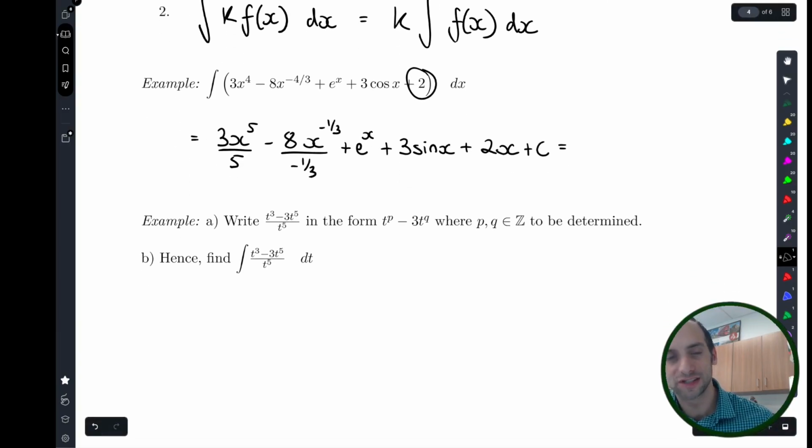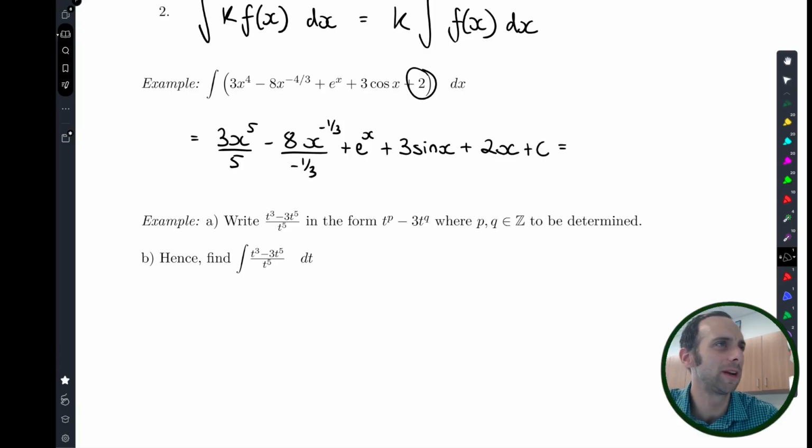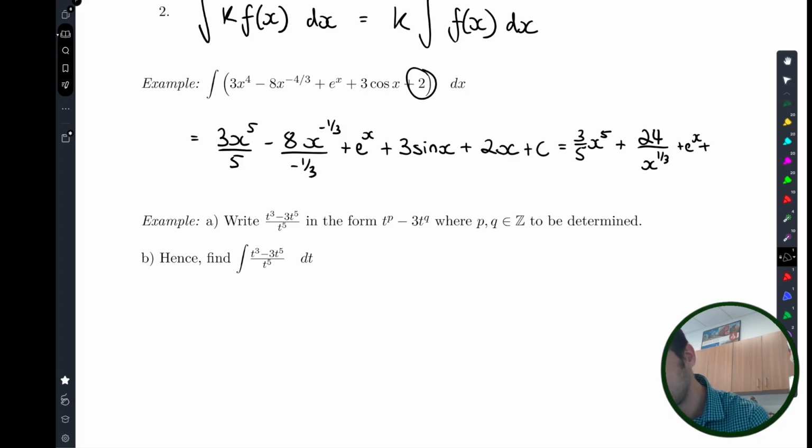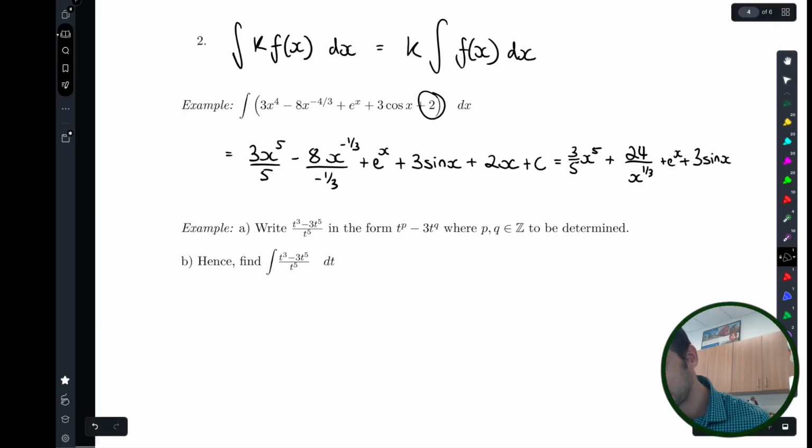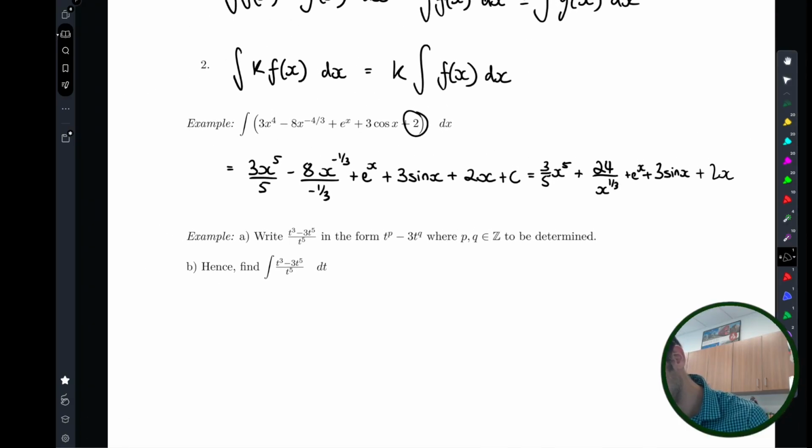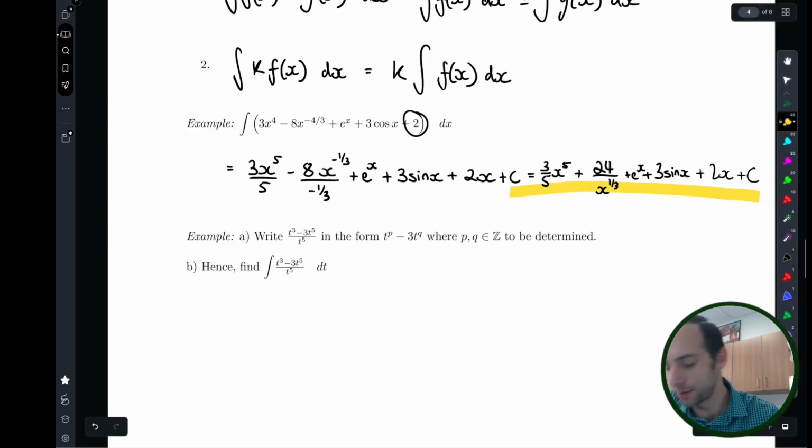But before we finish this, we should probably clean this problem up and get rid of some of that messy algebra. It won't simplify too much. It'll go 3x to the 5, plus 24 over x to the 1/3 if you do the algebra with that negative exponent work, plus the e to the x, plus the 3 sine x, plus the 2x, plus our arbitrary constant c. And that'll work for that antiderivative right there.